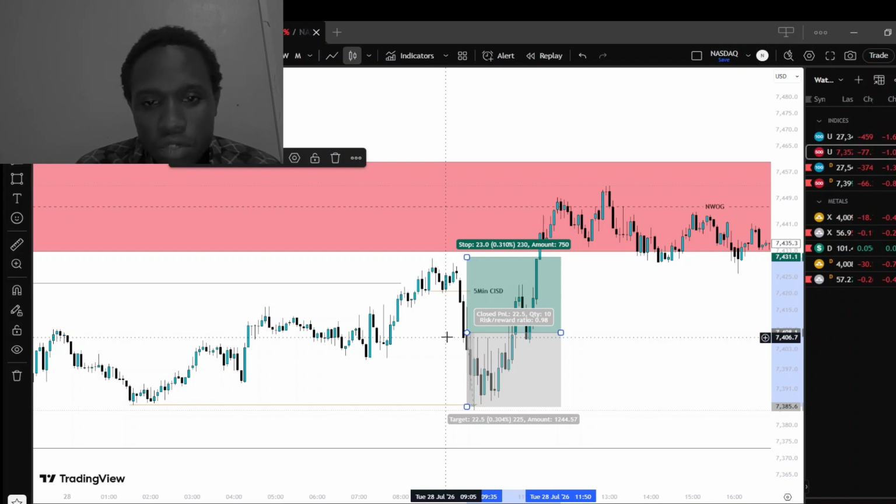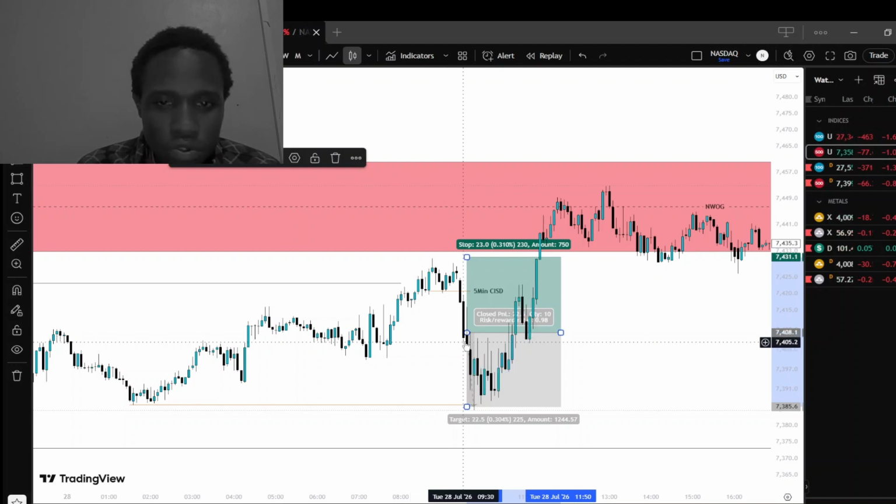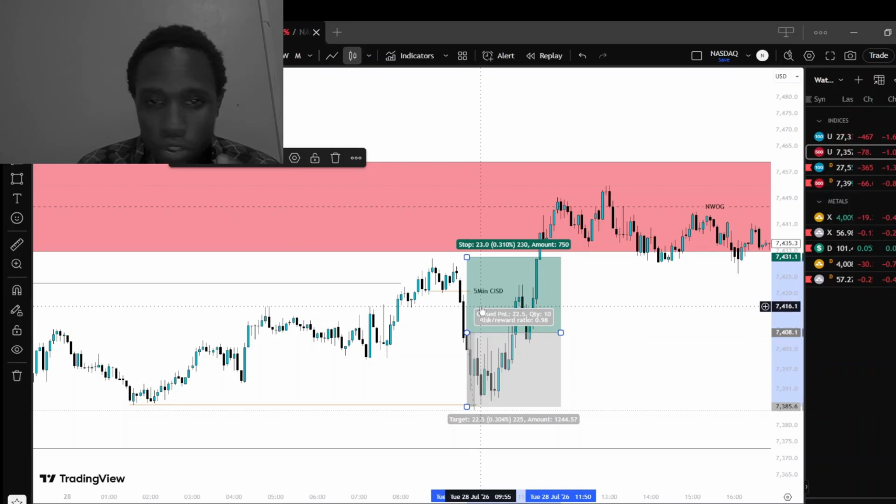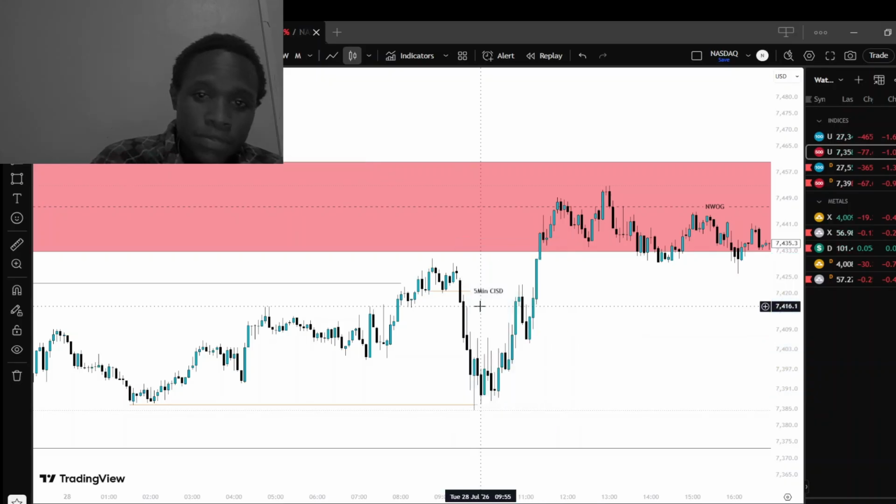So I was willing to risk that number of pips just to get that confirmation, because like I have been telling you, you need to enter low risk positions. If I would have entered here, it would have been a very high risk position. Although it would have been high reward, it would have been a high risk position. So I was not willing to do that. Okay. So that was yesterday's trade.